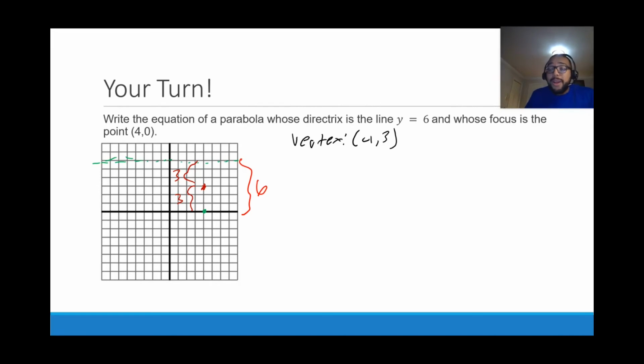And again, our equation for a horizontal directrix is going to be y equals 1 over 4p times x minus h squared plus k. Let's plug in what we know. In this case, I'm going to plug in my value of p all in one step, because we know that now. So my value of p is 3. Again, that value of p is the distance from our focus to our vertex, or from our vertex to our directrix. Doesn't matter. Up to you.